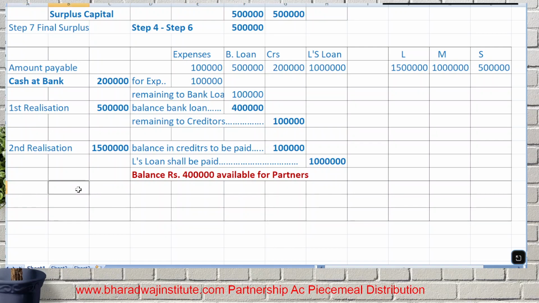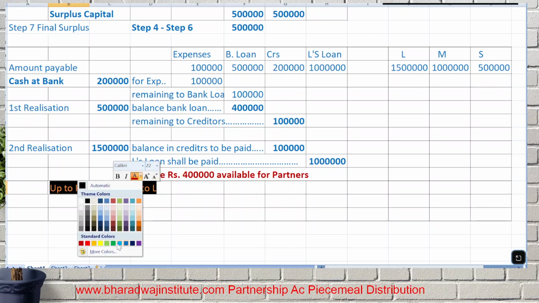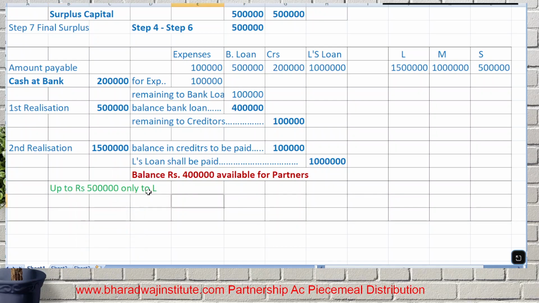Look at the order of distribution. Up to rupees how much? 5 lakhs, only to whom? The partner who paid the highest capital, only to the first partner. We have paid more for L. Only to L. So this 4 lakhs is paid to whom? L. To satisfy that condition, we will pay that 4 lakhs to L. Next, the third realization part.